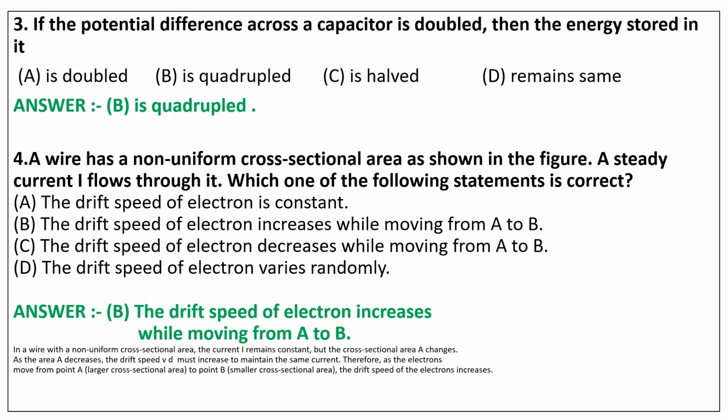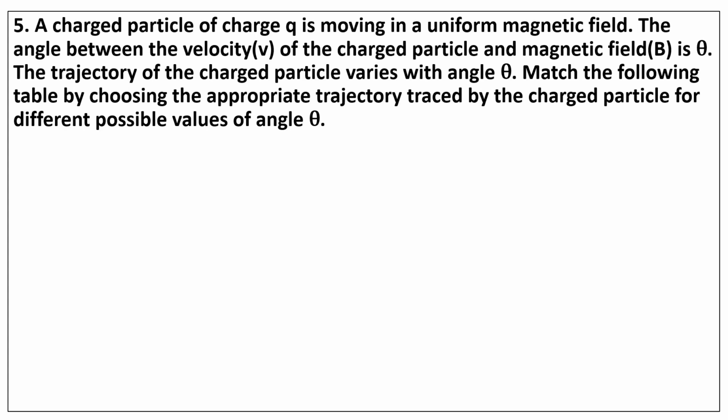In a wire with a non-uniform cross-sectional area, the current I remains constant, but the cross-sectional area A changes. As the area A decreases, the drift speed Vd must increase to maintain the same current. Therefore, as the electrons move from point A, larger cross-sectional area, to point B, smaller cross-sectional area, the drift speed of the electrons increases.